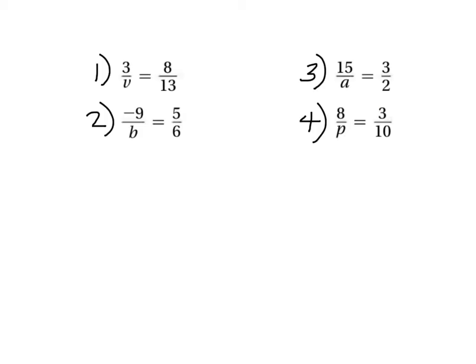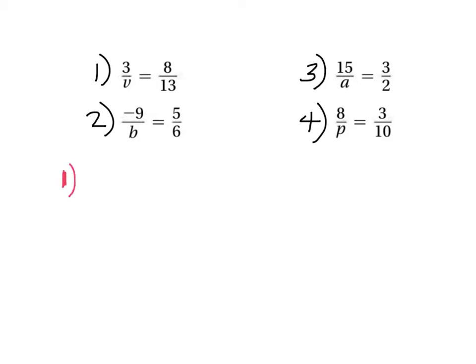Let's try solving some proportions. If you remember how to do this and want to do it without me, copy them down, pause it, and solve your proportions. But I'm going to jump right in and get started now. Let's start with this first one: 3 over v equals 8 over 13. That's problem number 1.